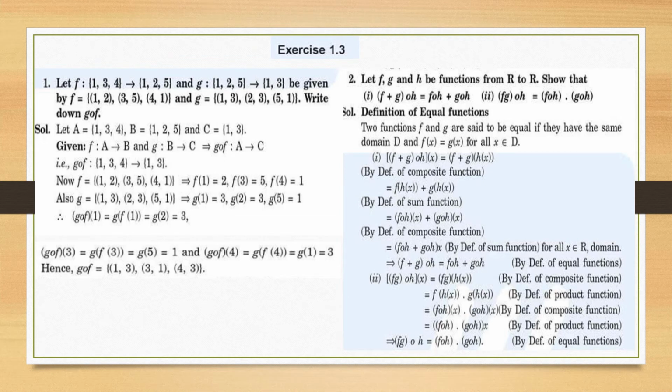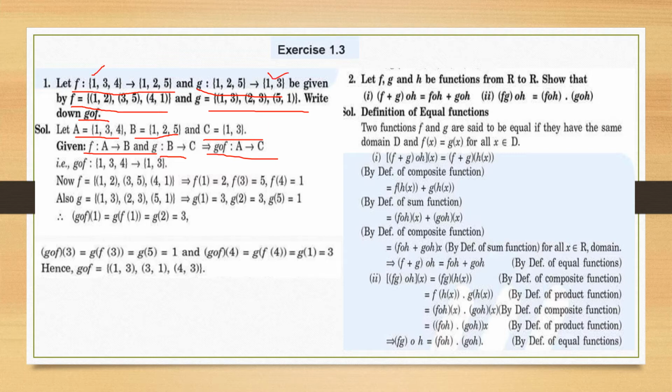Now exercise 1.3. Let f be a mapping from {1,3,4} to {1,2,5}, and g a mapping from {1,2,5} to {1,3}, given by f = {(1,2),(3,5),(4,1)} and g = {(1,3),(2,3),(5,1)}. Write down g∘f. Okay, this is your A, this is B, and this is C. f is mapping from A to B, and g is mapping from B to C. So g∘f will be a map from A to C.